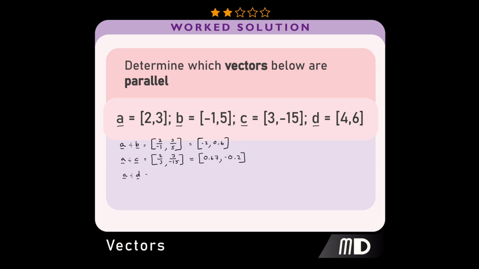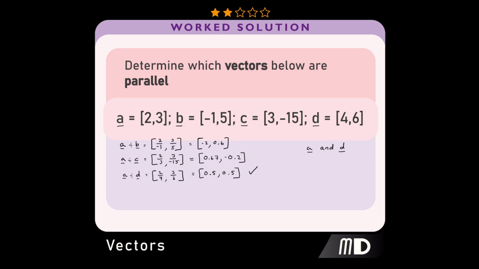A divided by D is equal to 2 divided by 4 and 3 divided by 6, which is equal to 0.5, 0.5, and because the ratios are equal, these vectors are parallel. So vectors A and D are parallel.